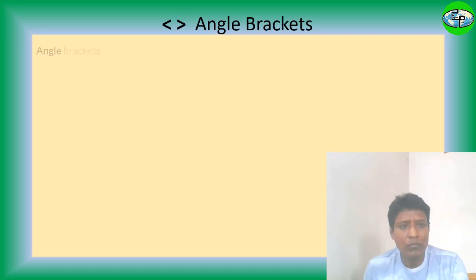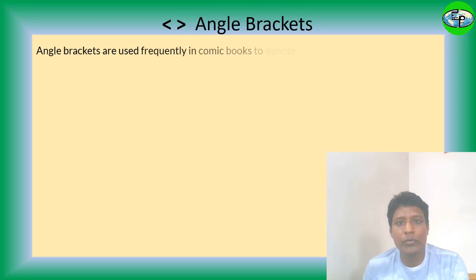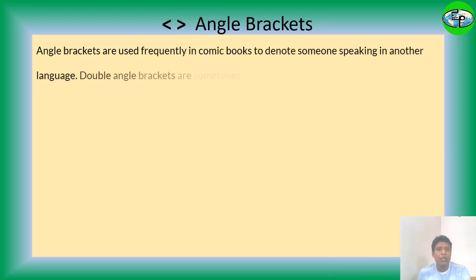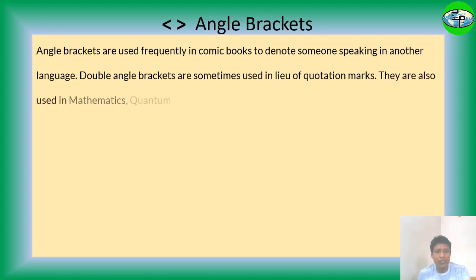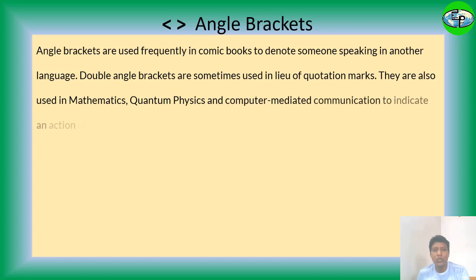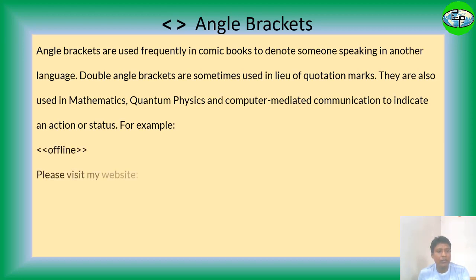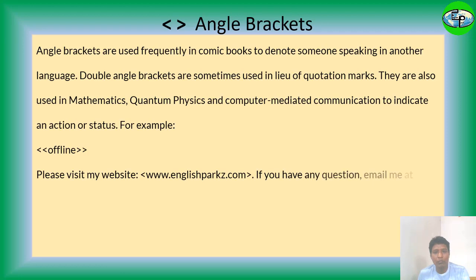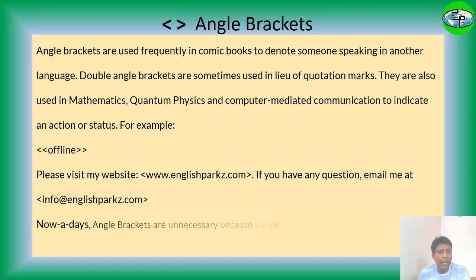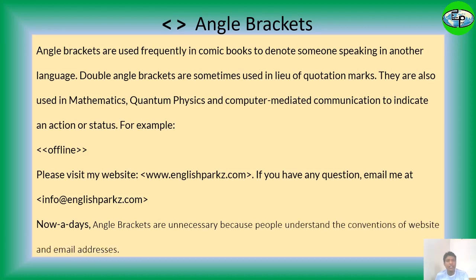Angle brackets. Angle brackets are used frequently in comic books to denote someone speaking in another language. Double angle brackets are sometimes used in lieu of quotation marks. They are used in mathematics, quantum physics, and computer-mediated communication to indicate an action or status. For example, double angle brackets. Please visit my website <www.englishparkz.com>. If you have any questions, email me at <info@englishparkz.com>. Nowadays, angle brackets are unnecessary because people understand the conventions of website and email addresses.